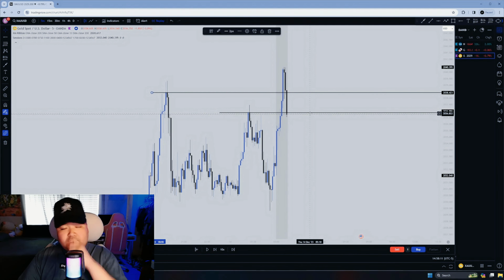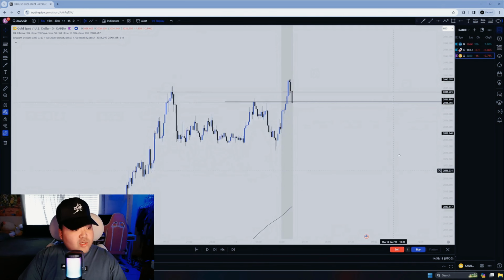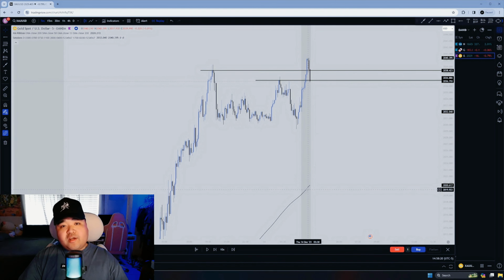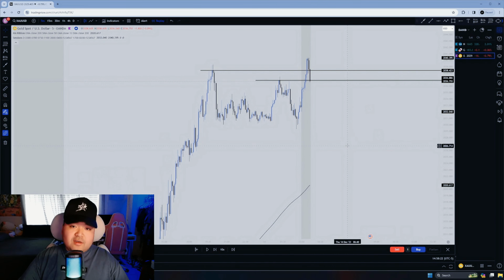So cool, now I'm seeing we are breaking structure to the upside. We have aggressive buying. We're breaking structure. And where's the 200 EMA? The 200 EMA is down here, so we are above the 200 EMA. What is that telling me? We have confluences that we should be looking for buys only.